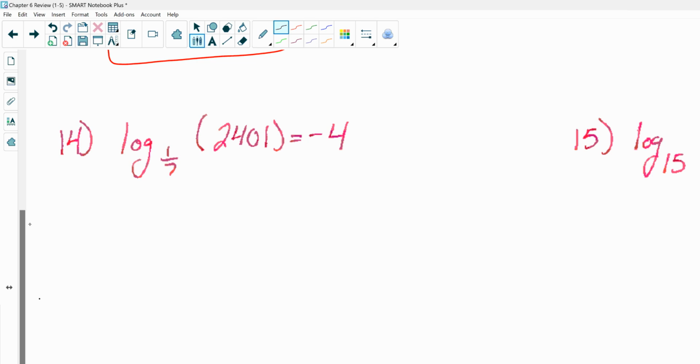Because for 14, we'd have 1/7 to the negative 4 is equal to 2,401. Questions on this here? So what do we think the next one would be? 15 to the 1st is equal to?